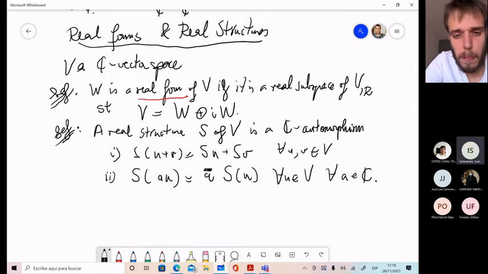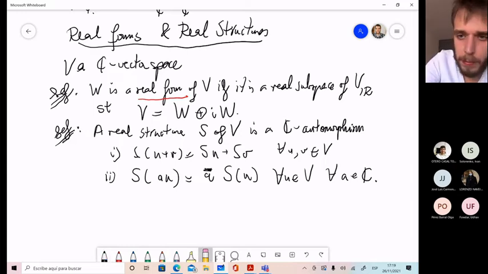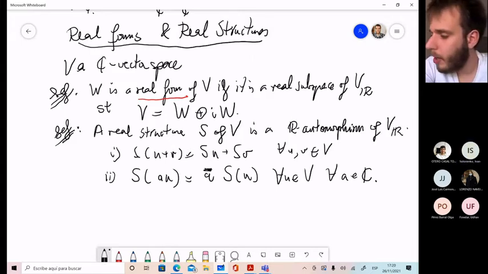Shouldn't then be an R automorphism, not a C automorphism, because kind of C implies that it's C linear, no? Yeah, you are totally right. It's an R automorphism of V_R. Yeah, cool. You're right.